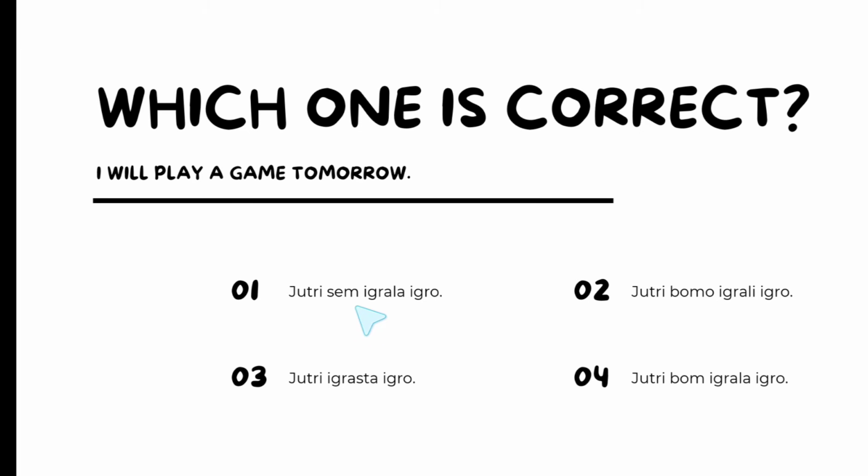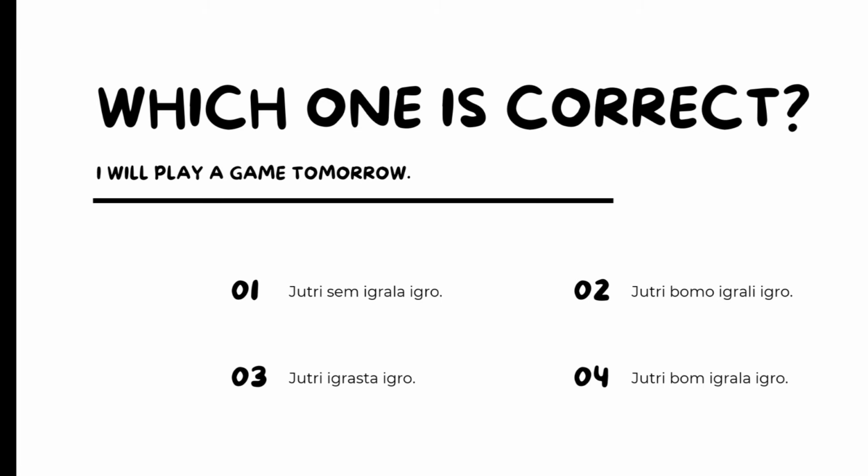Okay? Jutri sem igrala igro. The second option is Jutri bomo igrali igro. The third option is Jutri igrasta igro. And the fourth option is Jutri bom igrala igro. Not bomo, but bom.